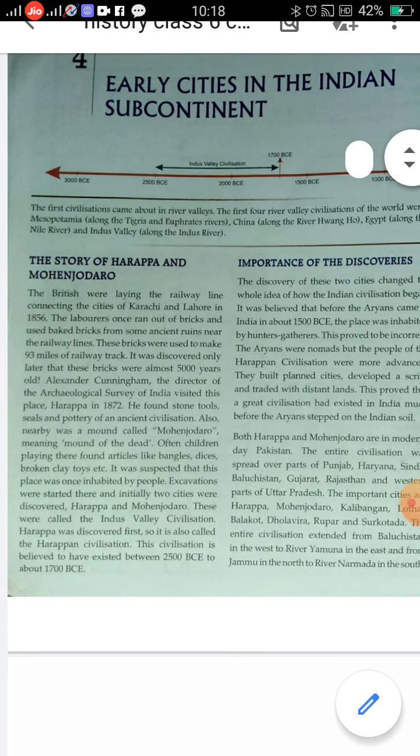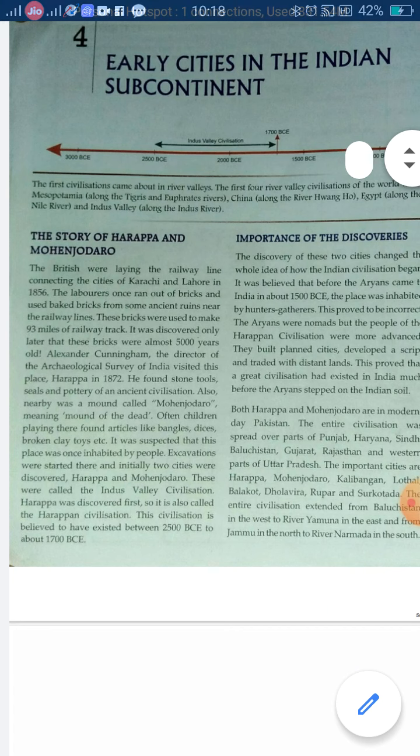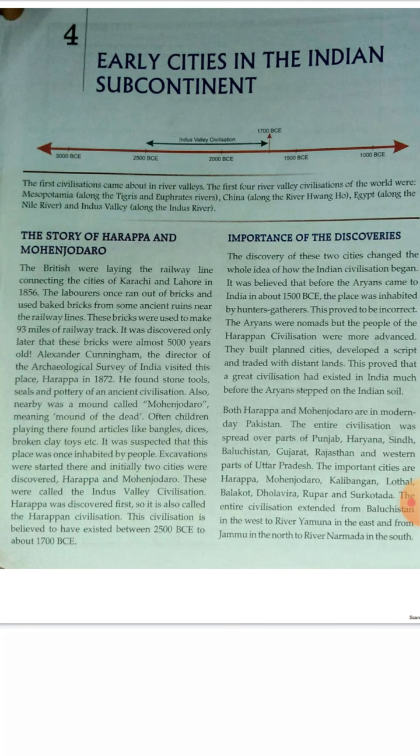So the first four river valley civilizations of the world are Mesopotamia, along the rivers Tigris and Euphrates, China along the river Huangho, Egypt along the river Nile, and the Indus Valley civilization along the river Indus.